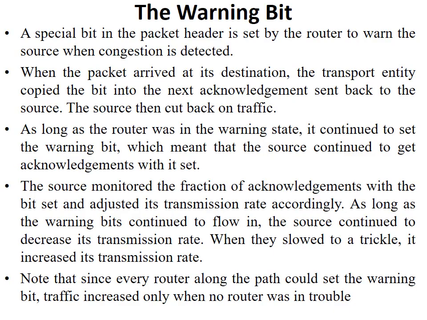The first mechanism they have used to control congestion in a datagram subnet is setting a warning bit. The warning bit is a special bit in the packet header set by the router to warn the source when congestion is detected. How does it work? Once a packet arrives at the destination, the transport entity copies the bit to the next acknowledgement and sends it back to the source. Once the bit arrives at the source, it indicates that congestion has occurred. So the source will automatically cut down the traffic.